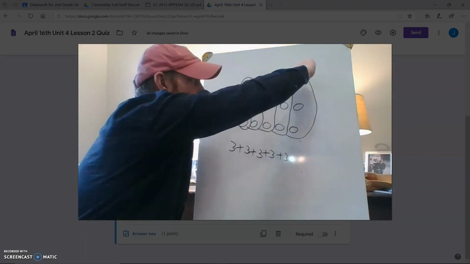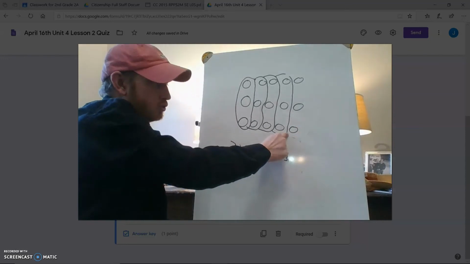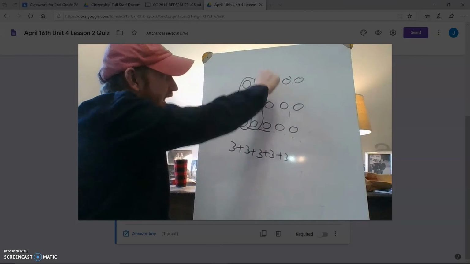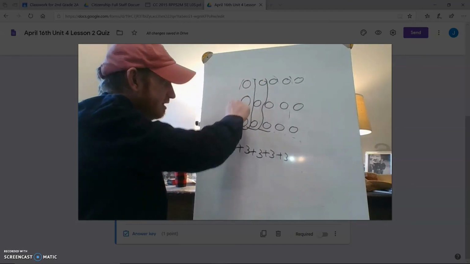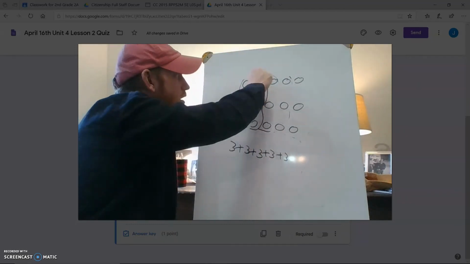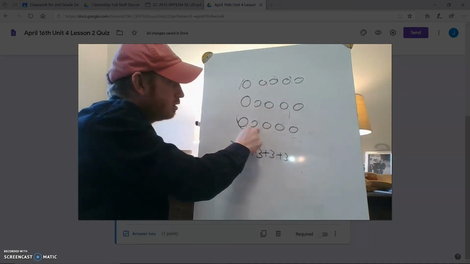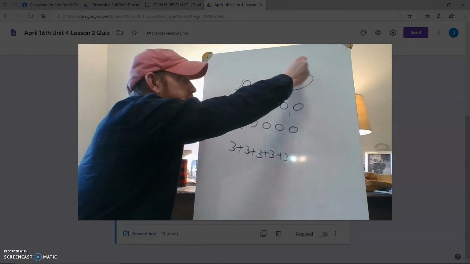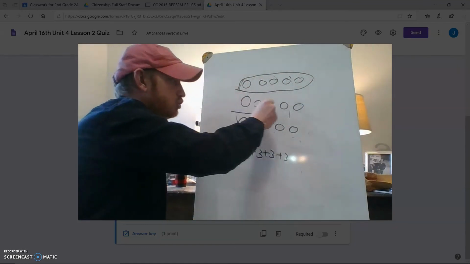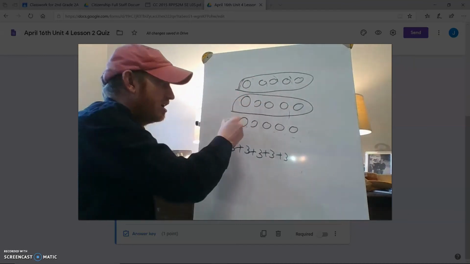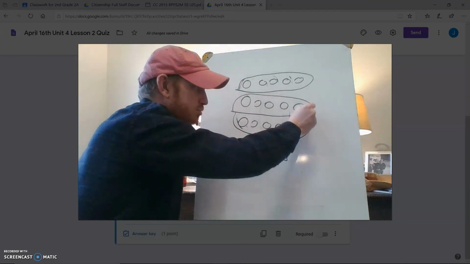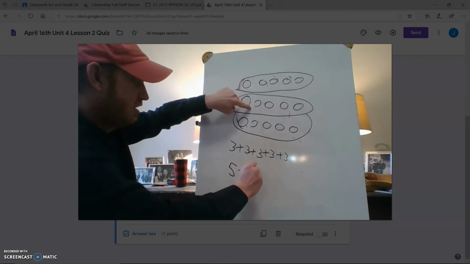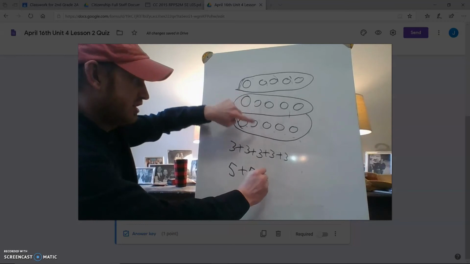But we can also go and count using the rows. So if we do it like that, it will look like this. 1 group of 5, 2 groups of 5, and 3 groups of 5. So 5 plus 5 plus 5.